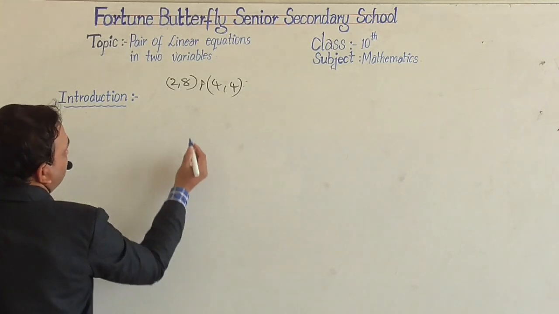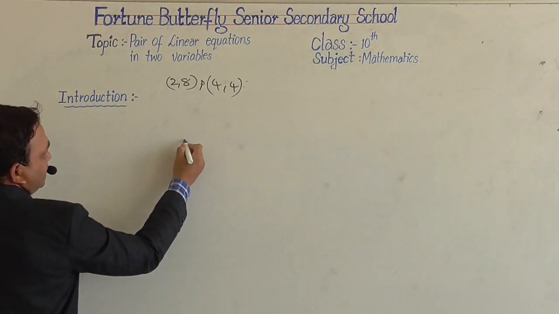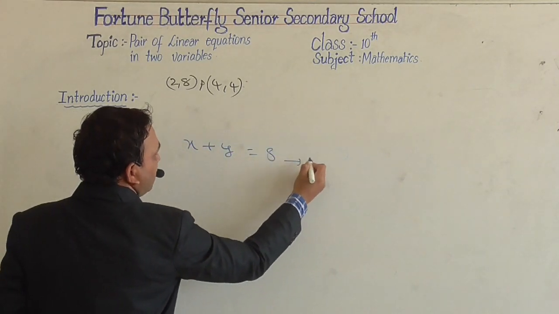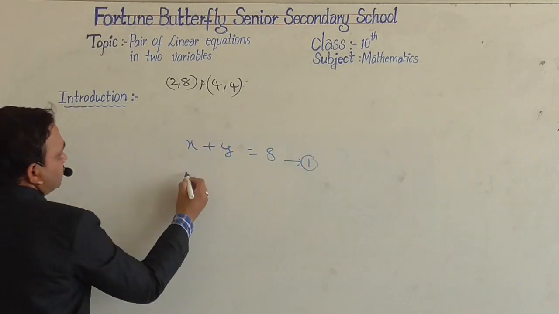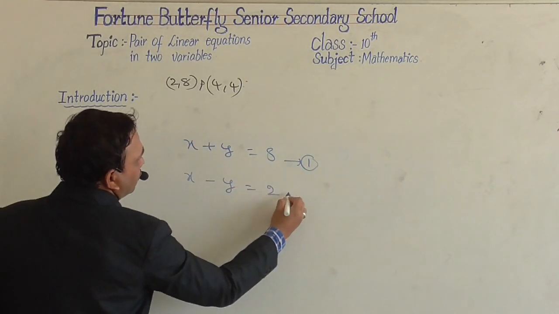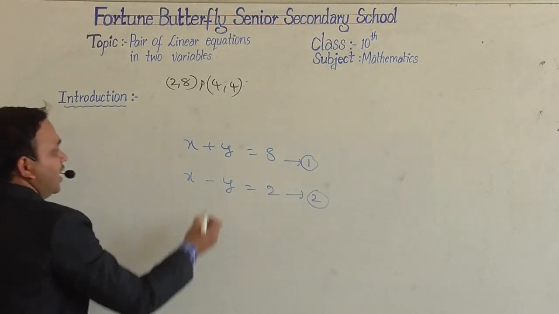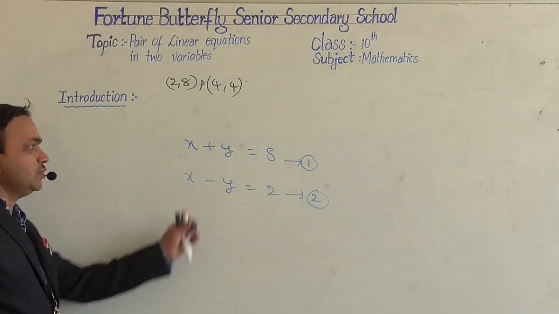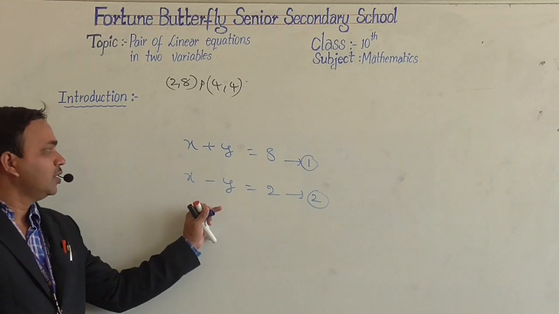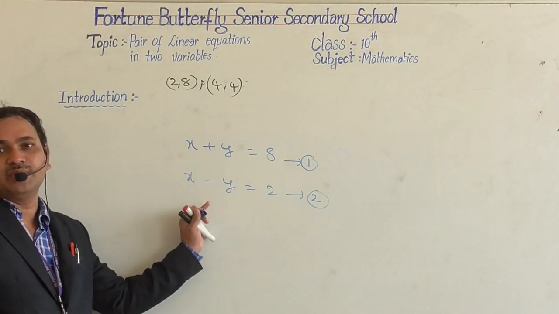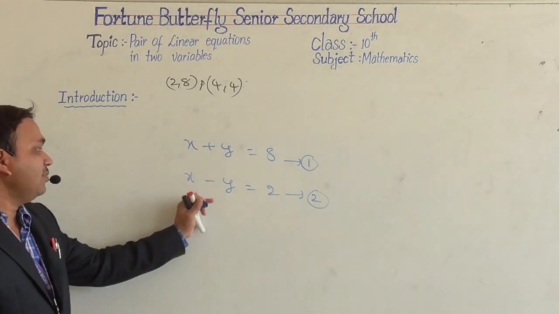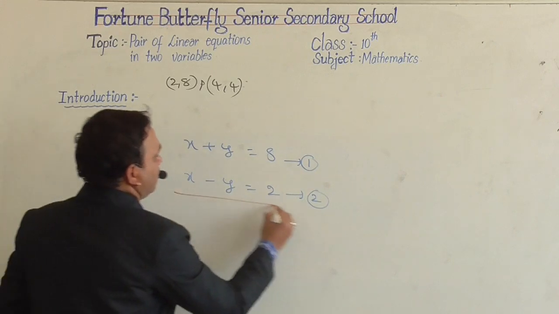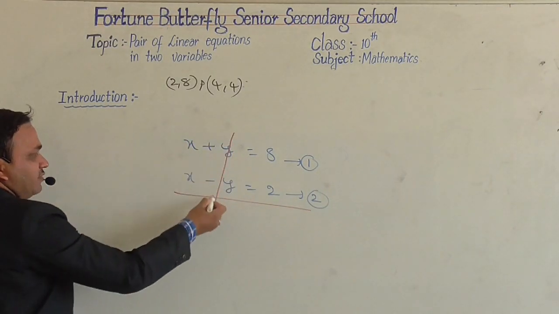Let us consider the first example: x plus y is equal to 8, equation number 1, and x minus y is equal to 2, equation number 2. In these two equations we can use many methods, but here we use only the elimination method. Elimination method means one variable should be cancelled. Here, plus y and minus y cancel.